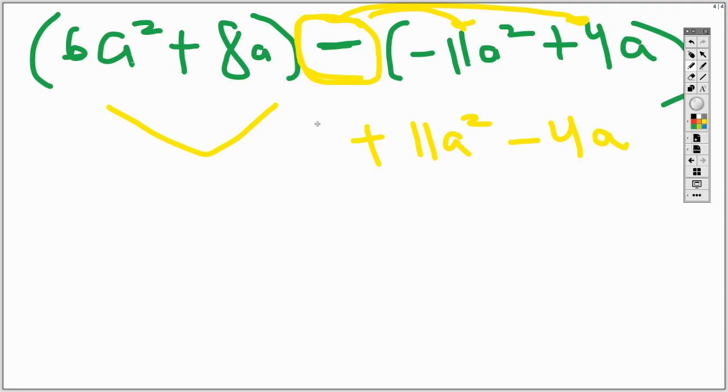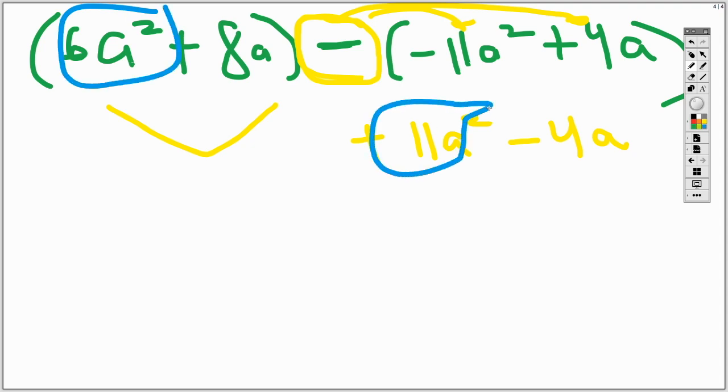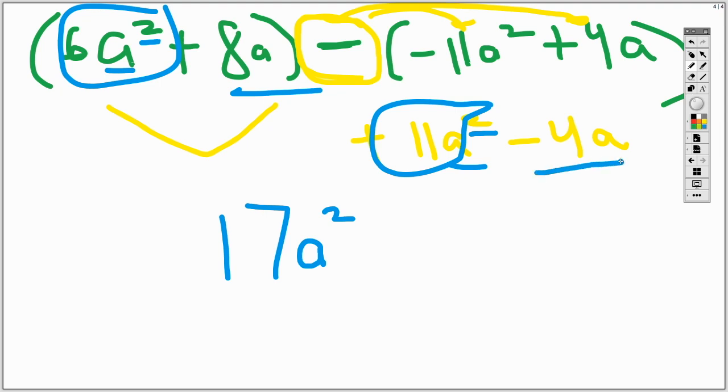Now all we have to do is just add up like we've been doing. So 6a squared plus 11a squared, those 2's we have here and the same variable, becomes 17a squared, and then a minus 4a becomes plus 4a.